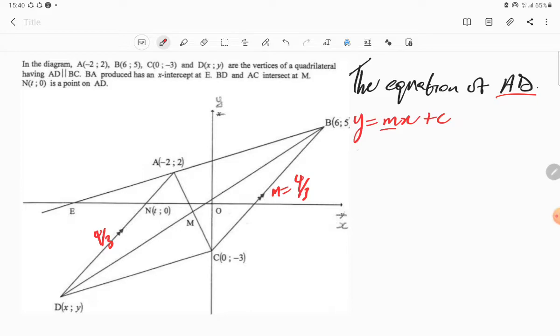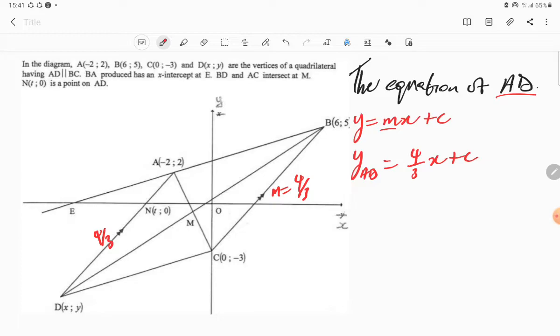So we of course know that the gradient of the line AD is equal to 4 over 3, so y equals 4/3 x plus c. The only thing that you don't know about this line is the value c, which can be figured out. So we really don't have to show that in the diagram. We just need to understand how we then find the value c after we have figured out the gradient of this line.